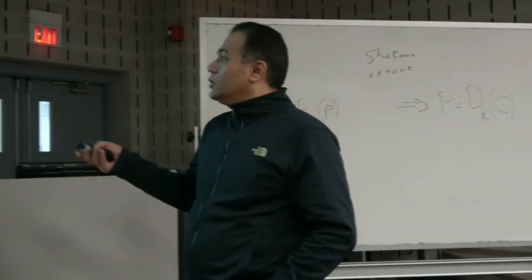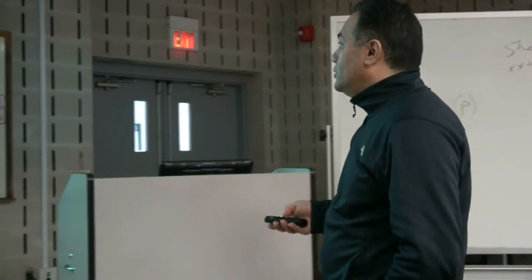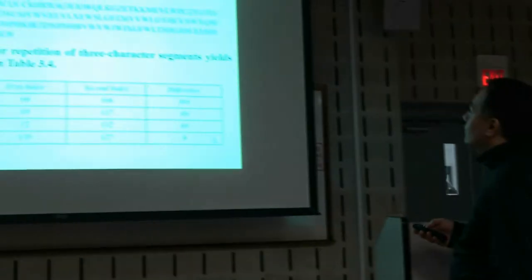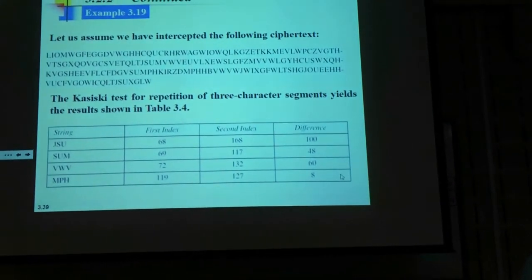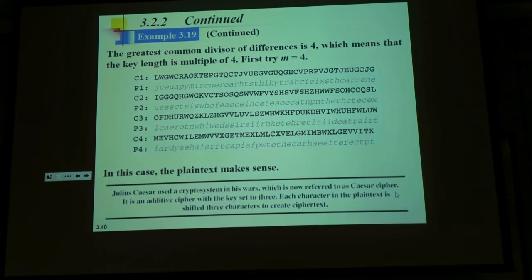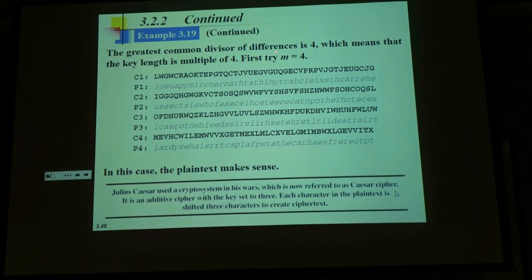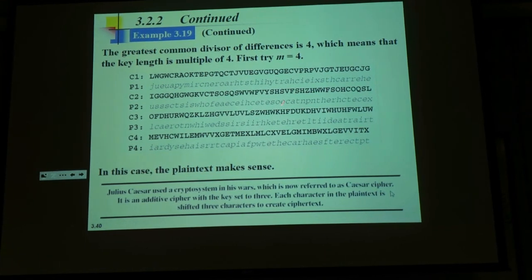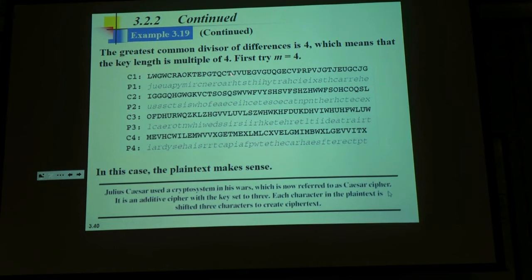So what is the greatest common divisor of these? The greatest common divisor of the differences is 4. That means the size of the key is 4. It's not Pascal, Pascal was 6. It means the key length is a multiple of 4. So try 4. You try to decrypt with 4, and that's what you get.